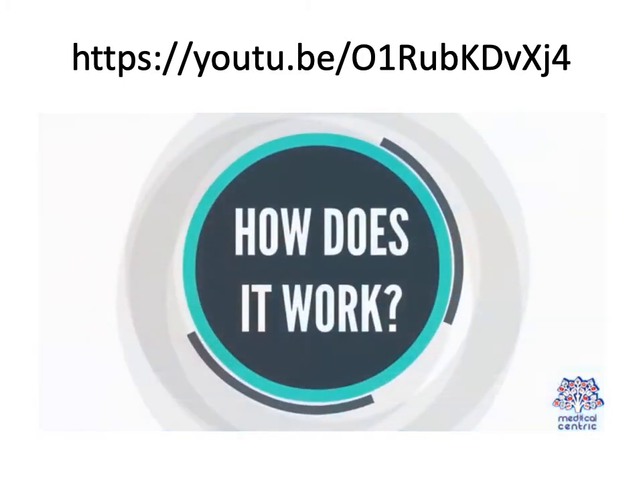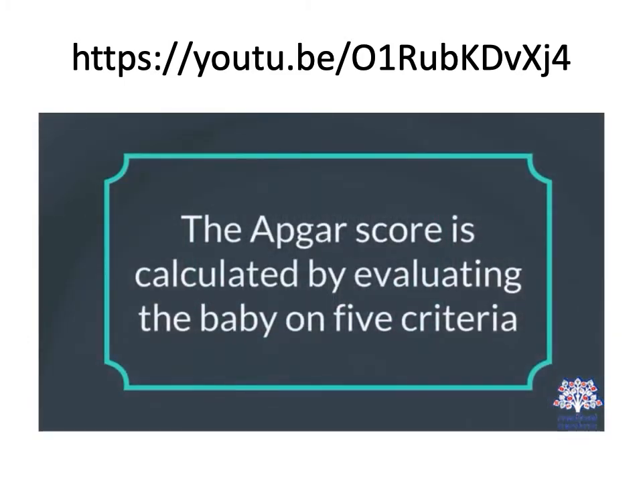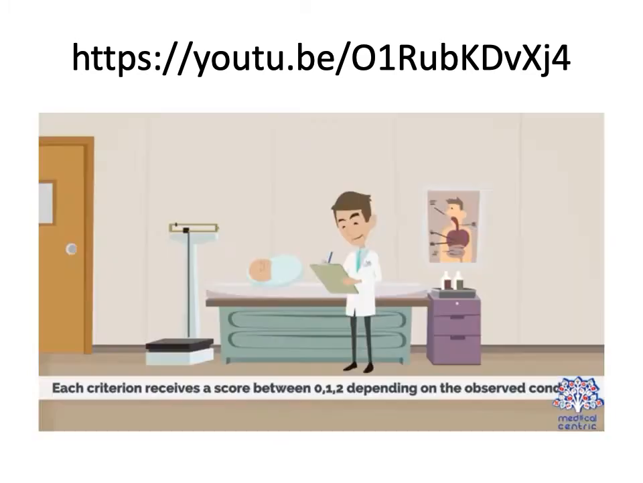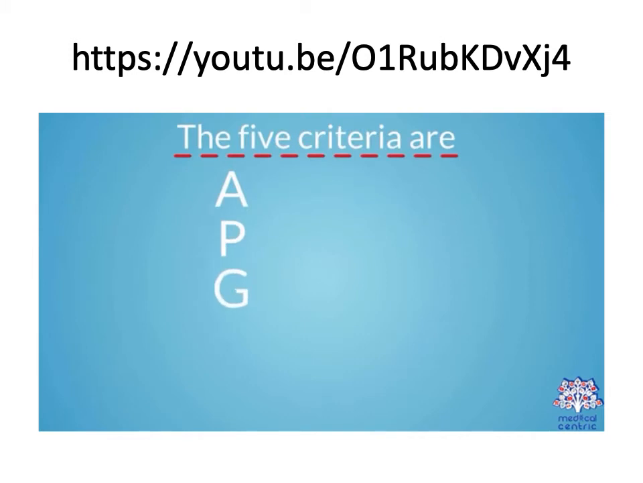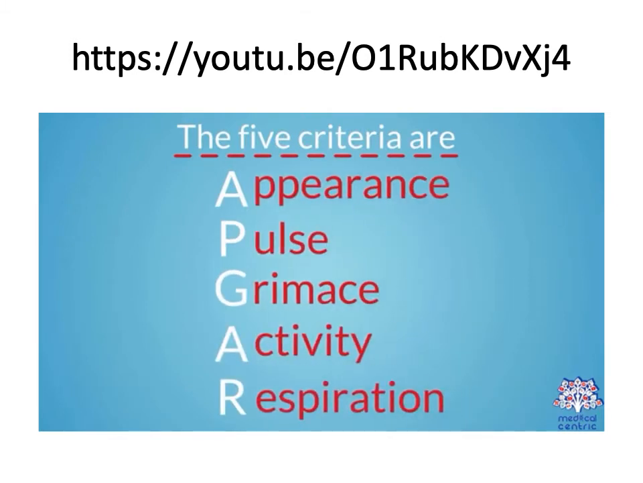How does it work? The Apgar score is calculated by evaluating the baby on 5 criteria. Each criterion receives a score of 0, 1, or 2, depending on the observed condition. The values obtained from each are then summed up. The resulting Apgar score ranges from 0 to 10. The 5 criteria are appearance, pulse, grimace, activity, respiration.